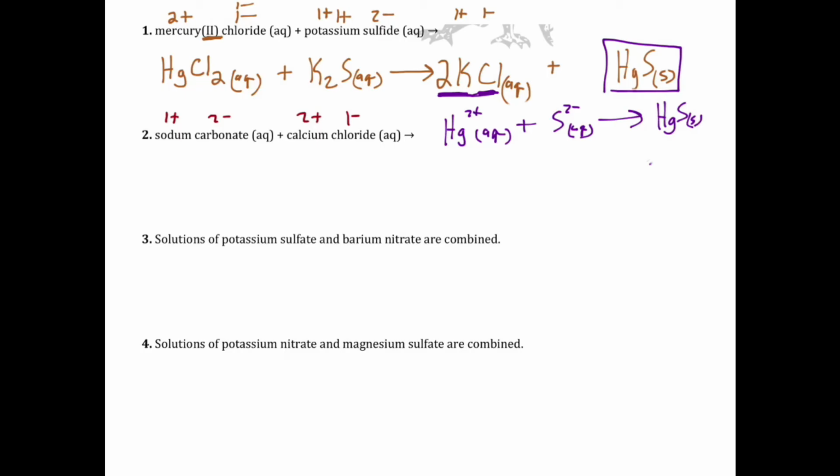Now sodium is a 1 positive, so this is going to end up being a 2 to 1 ratio. It's going to be Na2. And then carbonate is CO3. Again, you've got to include that 3 there because carbonate is CO3. That 3 is a part of carbonate. Calcium is a 2 positive, chloride is a 1 negative, so you need 2 of those.